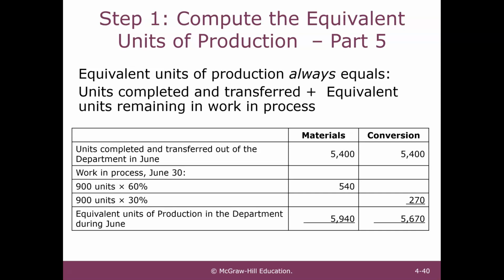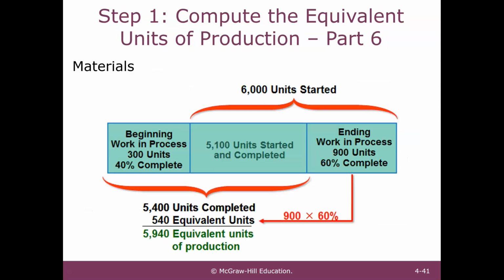The equivalent units of production is always going to equal the units completed and transferred. Here that's 5,400 plus the equivalent units remaining in work in process, which is the 540 for materials and the 270 for conversion.